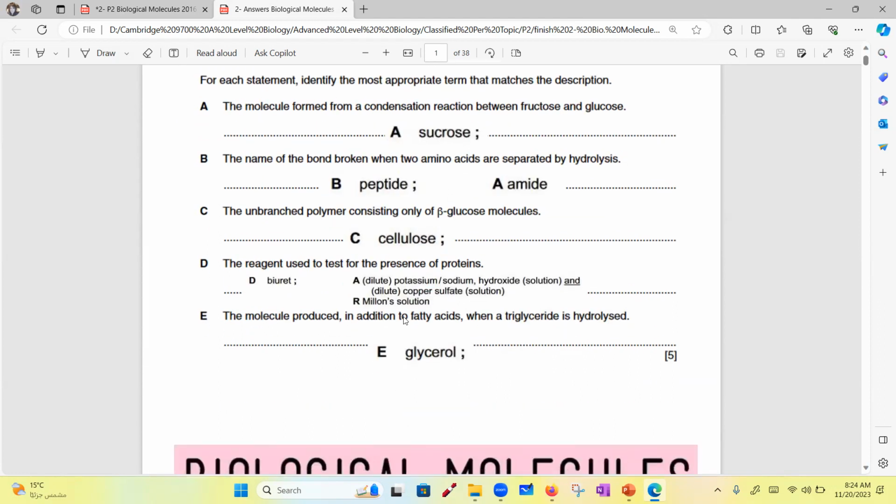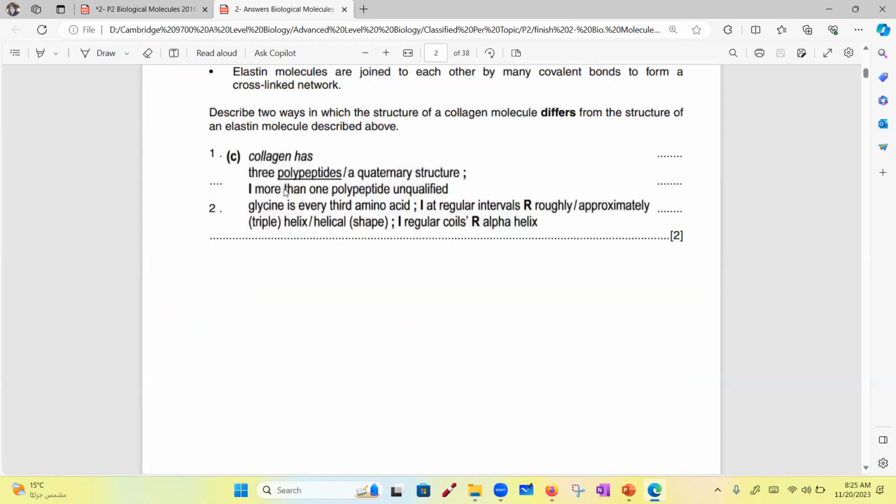What? No, purine. Okay. You can write its composition or just purine. Fine. Here, collagen has 3 polypeptides. We said that. Glycine is every third amino acid. We said that. So we will take the 2 marks. Okay?